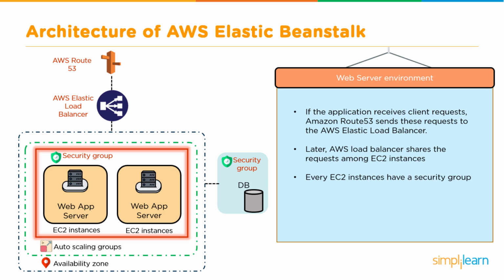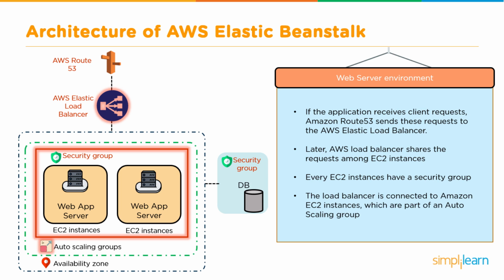They can have a common security group also. They can have their own security group as well. Now, after the security group, the load balancer is then connected to the Amazon EC2 instances, which are part of the auto scaling group. So that's something which we have discussed already.